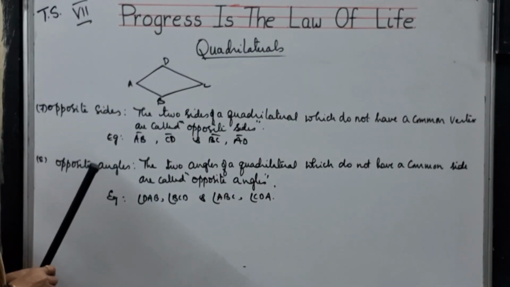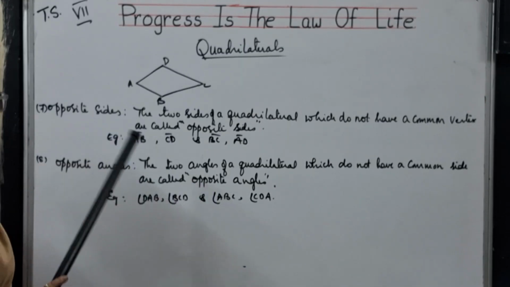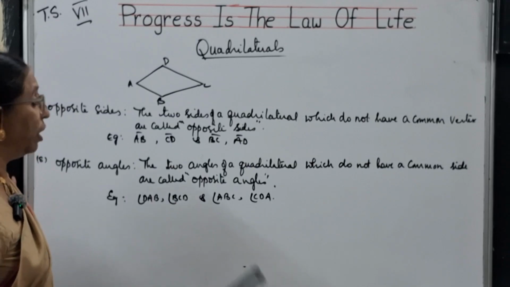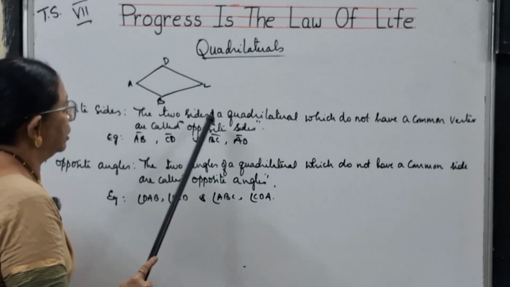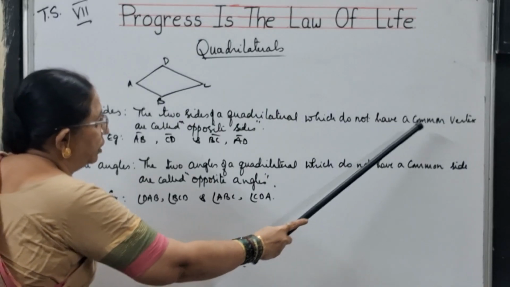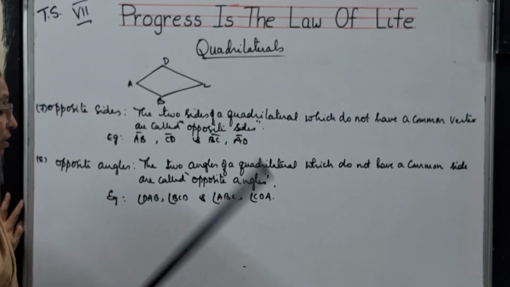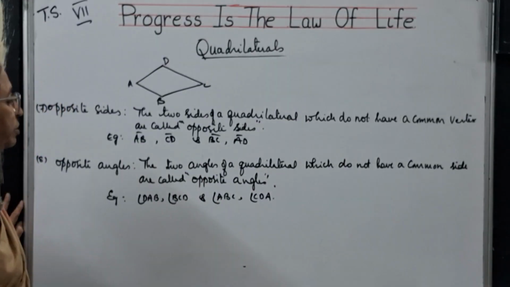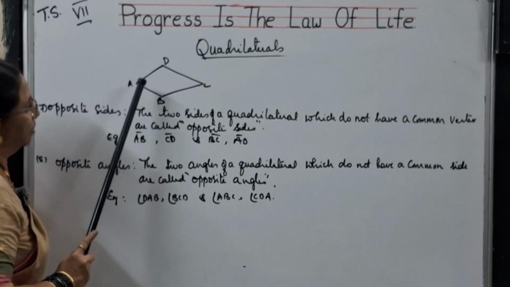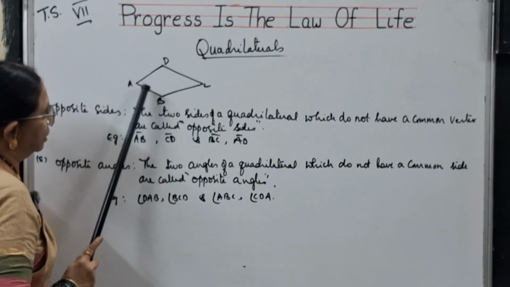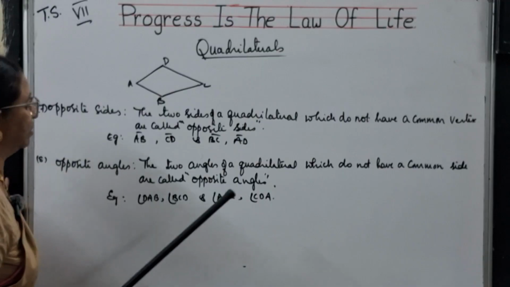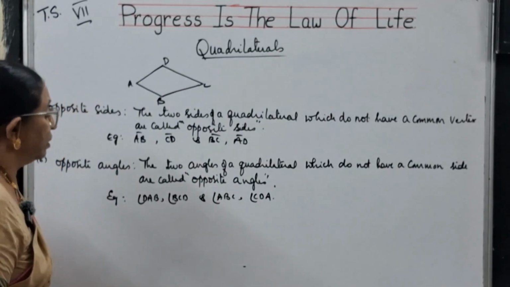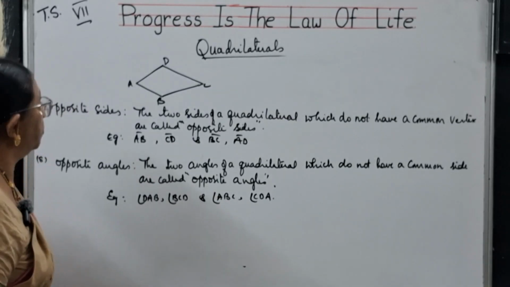Now, the next element is opposite sides. What are opposite sides? In the earlier case, we have done adjacent sides. Now, opposite sides. The two sides of a quadrilateral which do not have a common vertex. Adjacent sides have a common vertex, but opposite sides do not have a common vertex. Example is AB and CD. These two sides are not having any common vertex. Similarly, BC and AD, these are also two sides which are not having a common vertex. So these are called opposite sides.